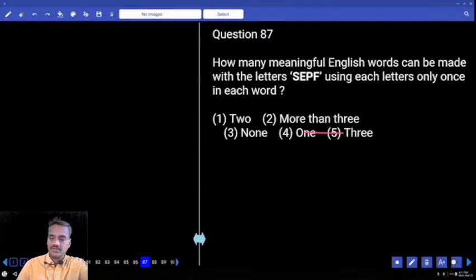And 87, how many meaningful English words can be found? And SEPF. Now SEPF, tell me, is there any word that can be formed? No, no word can be formed, none, that is choice 3.